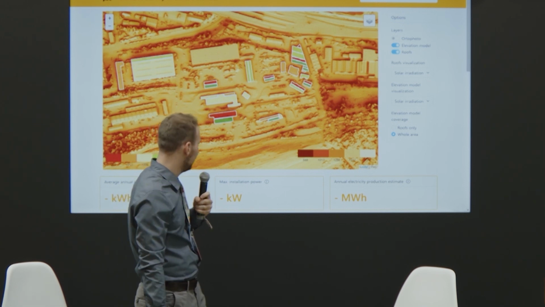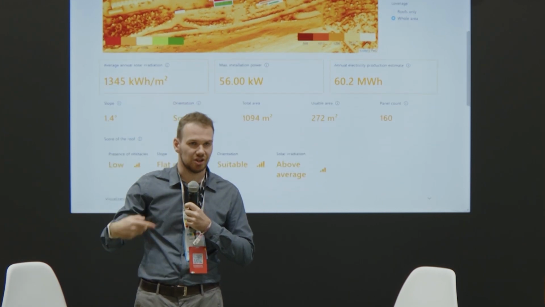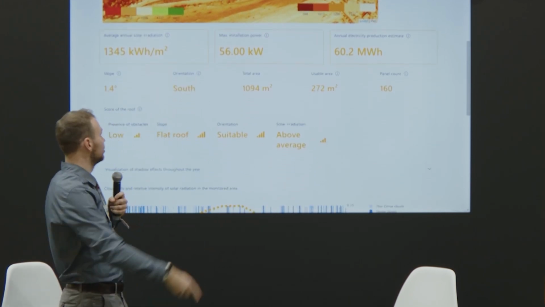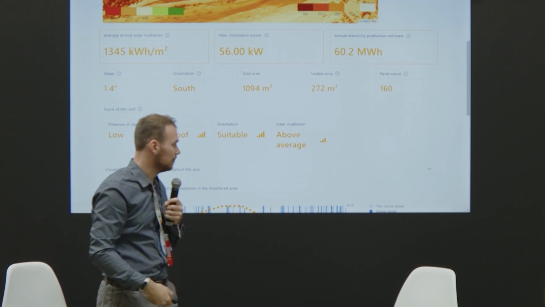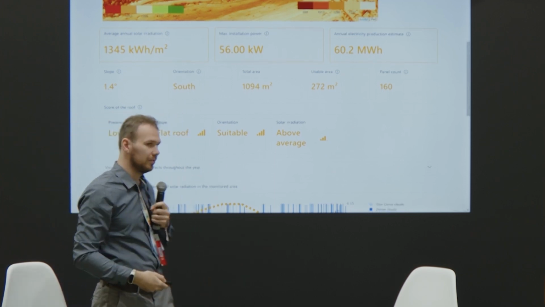I will select one of them, and down here, I get all the parameters I need to get the information about what's the potential there, right? So the power that can be installed, what's the expected outcome, all of that. Also, I get information about local weather.